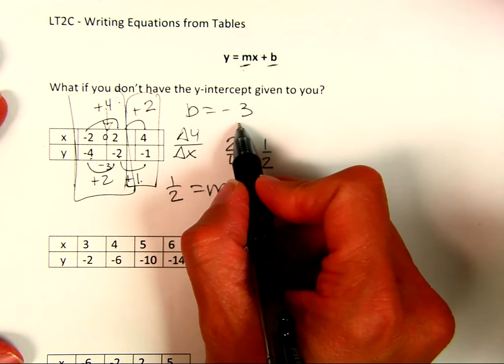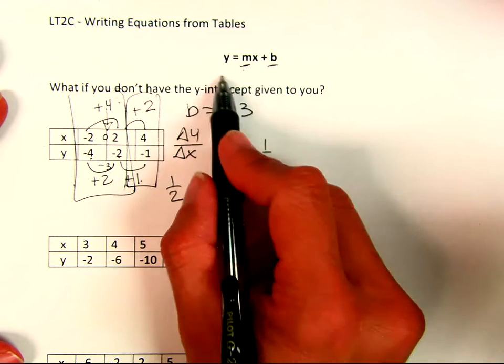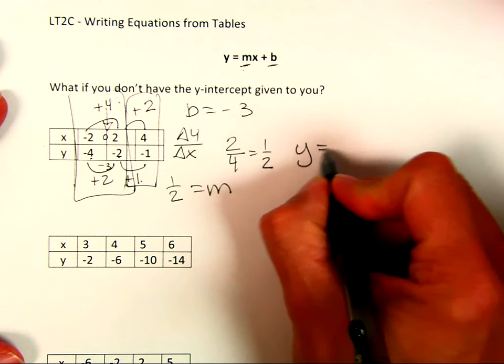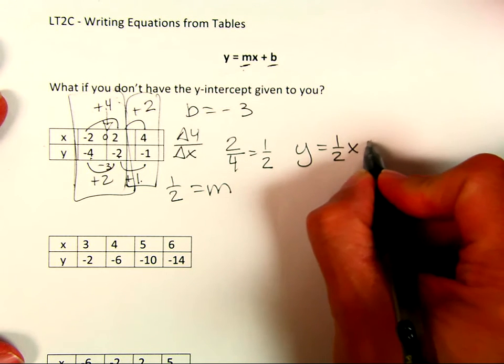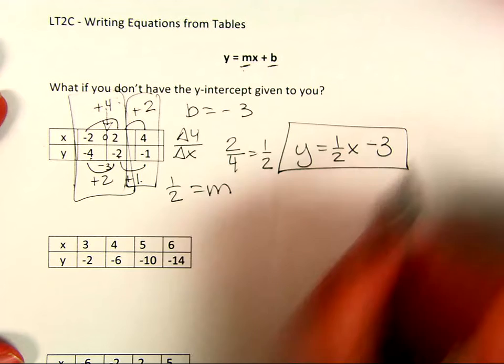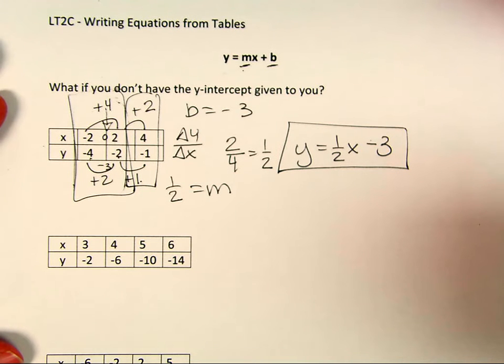I know my y-intercept is -3. When I know those two things, I'm ready to write the equation. y equals mx plus b, so y = 1/2x - 3. And that is my equation. Okay, let's try another one. Remember, we need two things. We need a slope and a y-intercept.